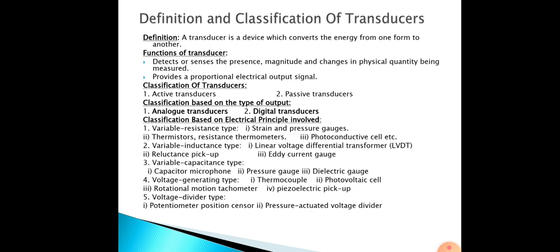Then the third type is variable capacitance type. It is nothing but capacitor microphone, pressure gauge, dielectric gauge. The next one is voltage generating type, that is thermocouple, photoelectric cell, rotational motion tachometer, piezoelectric pickup. Then the last, the fifth one, is voltage divider type, that is potentiometer position sensor, then pressure actuated voltage divider.